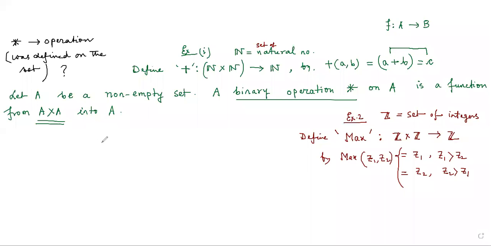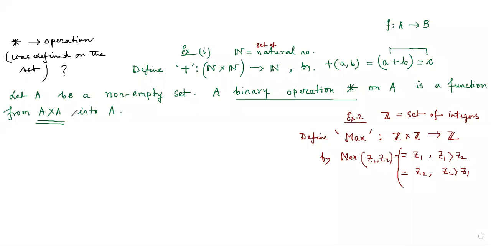In this particular manner, you can consider any operation, you can design any operation which is a binary operation. Basically, a binary operation is a kind of function which connects two numbers, and therefore it is called binary. It connects two numbers and forms a single number. Here plus is connecting two numbers a and b. Here max is connecting two numbers z1 and z2, and the outcome is a single number.